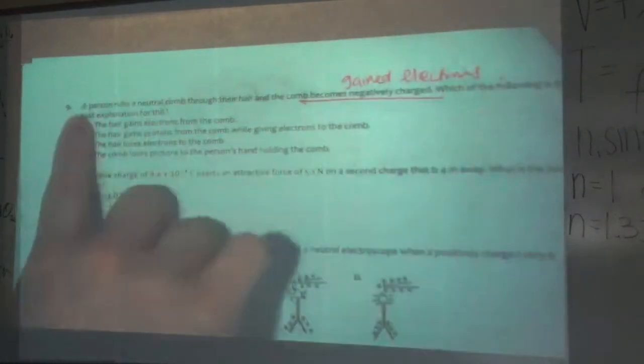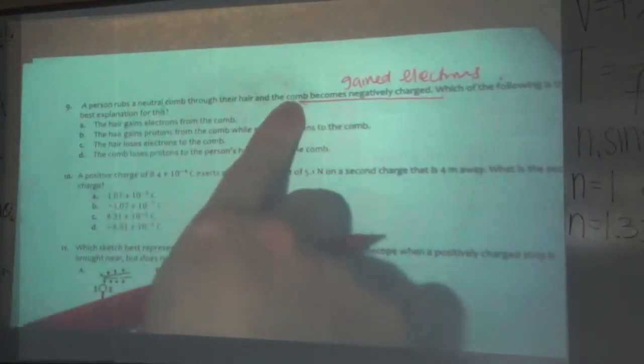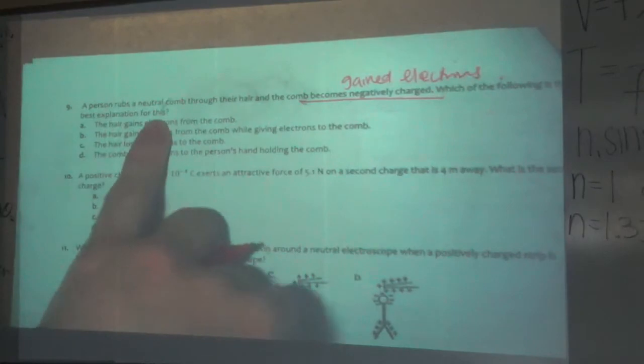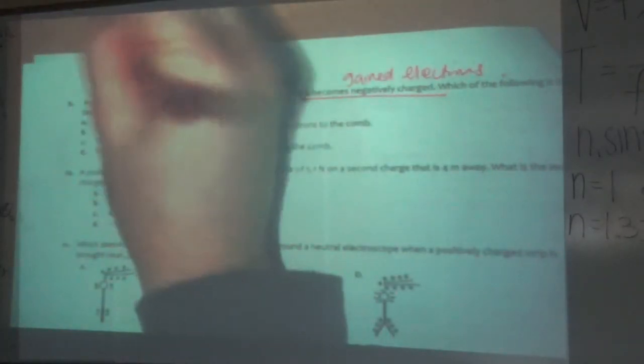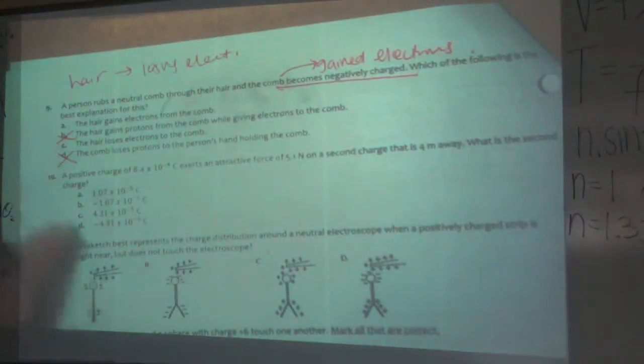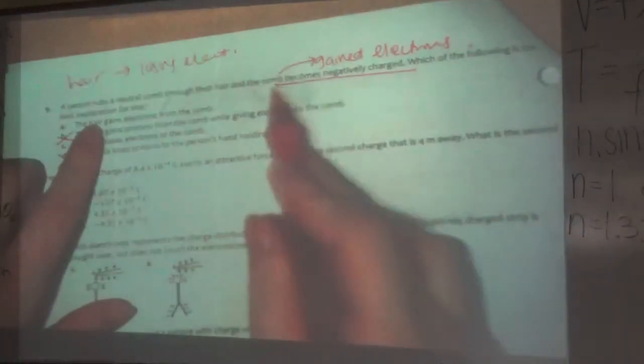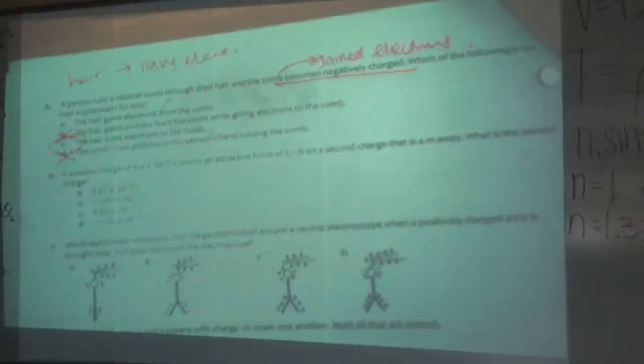Which of the following is the best explanation? So the comb gains electrons. The hair can't also gain them, so let's make a note to the side. If the comb is gaining electrons, that means the hair is losing electrons. We can cross off anything about gaining or losing protons because that's not the case. And we just said that the comb becomes negative because it gains, so the hair must lose. So C, hair is losing.